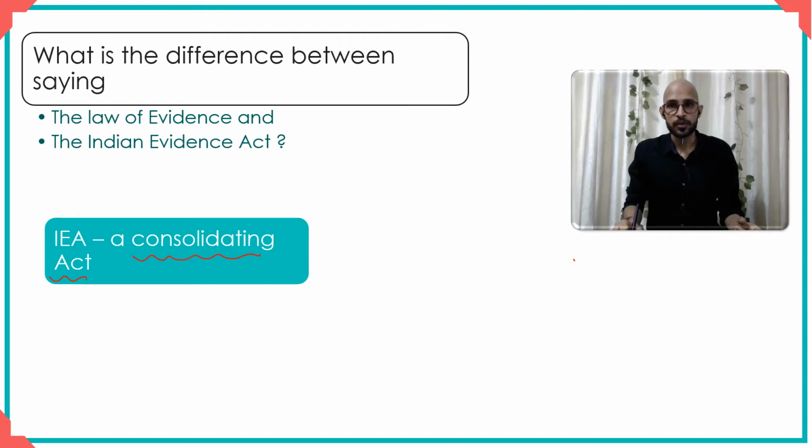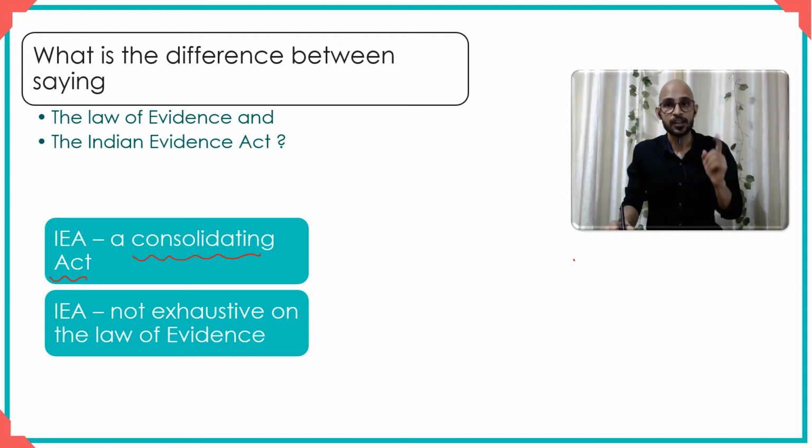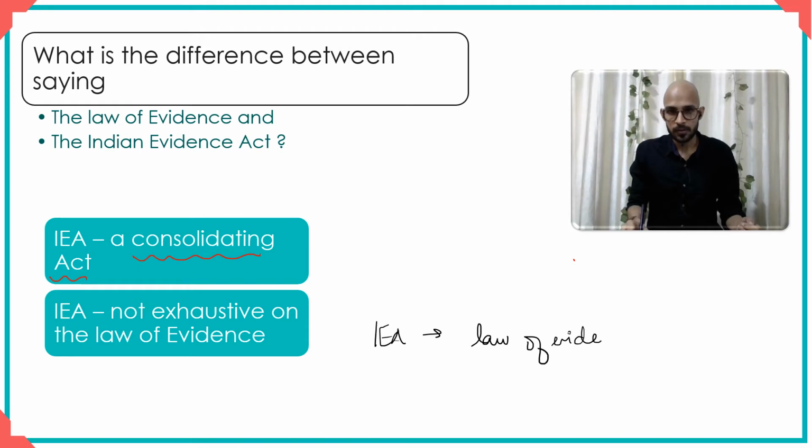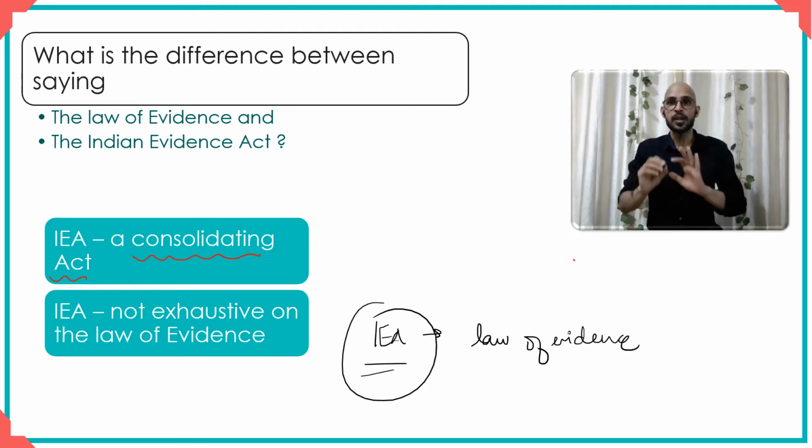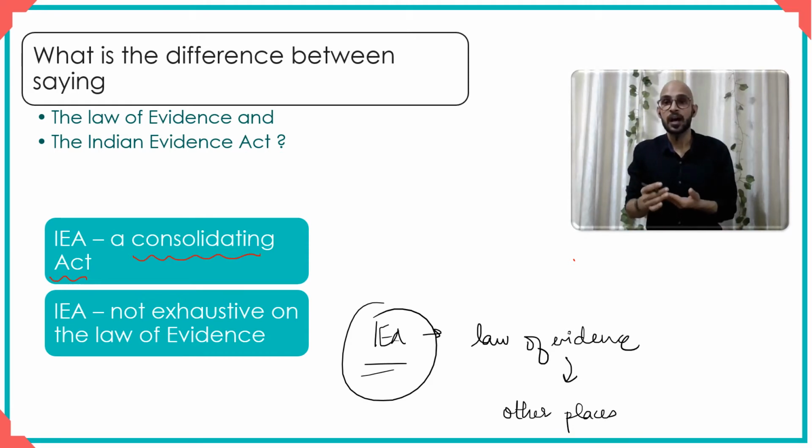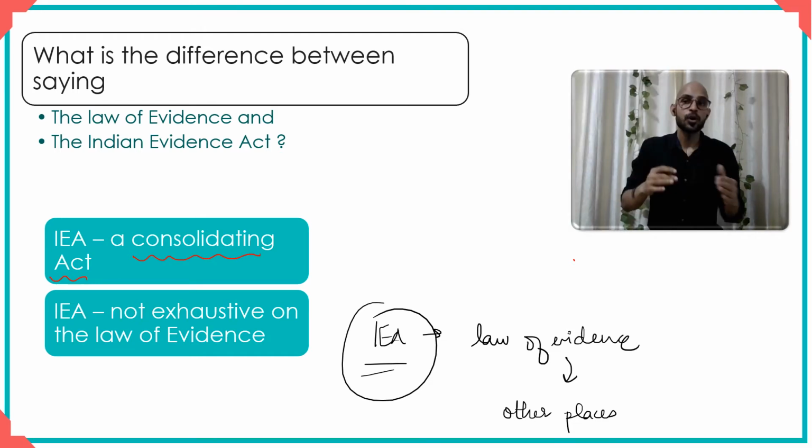But another important point that you should remember about the nature of the Indian Evidence Act is that it is not the exhaustive law on evidence, which means, like we just studied earlier, that the Indian Evidence Act gives you the law of evidence, of course, but it is not exhaustive. You also learn the law of evidence from other places, which means that if I am teaching you the law of evidence, I would inevitably have to also talk about other statutes, about judgments, because the law of evidence is bigger than just the Indian Evidence Act.